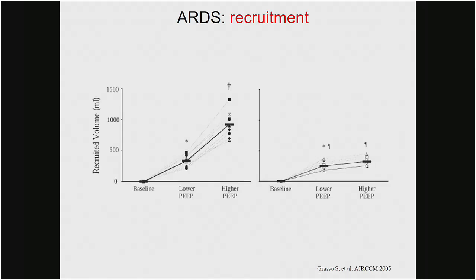Next. This has been studied by other investigators. My colleagues in Italy, Salvatore Grasso and Vito Fanelli, clearly divided the patients into recruitable, on the left side. You can see that by increasing airway pressure, in this case increasing PEEP, you may get a higher recruited volume, whereas on the right the recruited volume remains exactly the same. So there's no recruitability by increasing airway pressure, as shown on the right side of the slide.